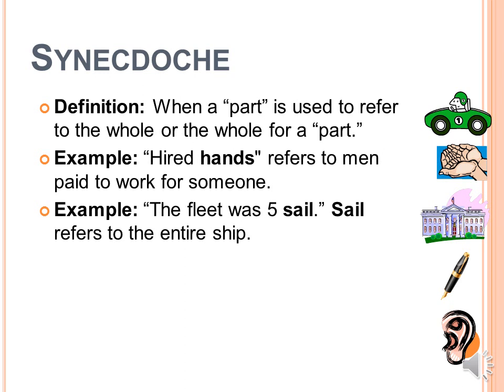Or "the fleet was 5 sail." Sail refers to the entire ship. So it's not that there was 5 sails. I mean, a ship has multiple sails, but the word sail is used to represent the entire ship. So I know that's a little confusing, but synecdoche is when a part is used to refer to the whole, or the reverse of that.